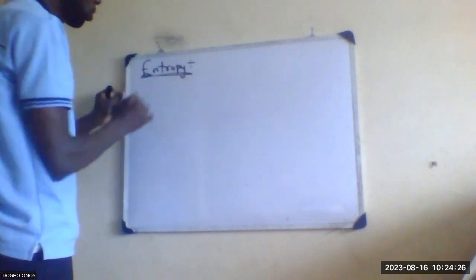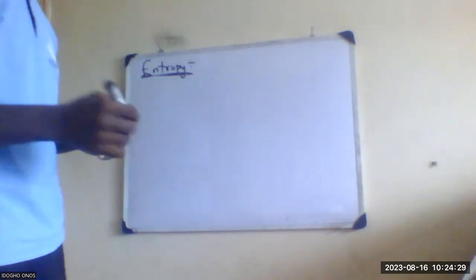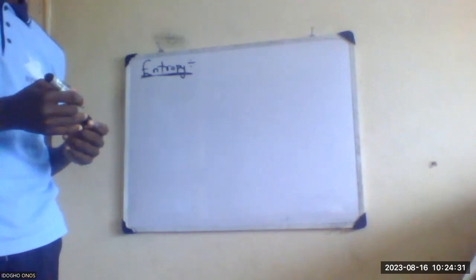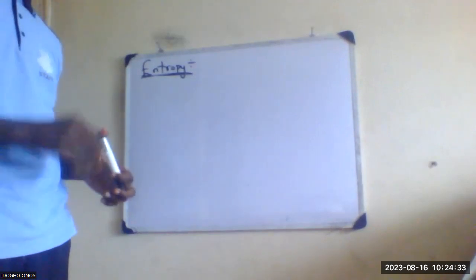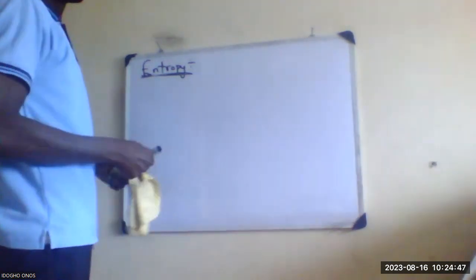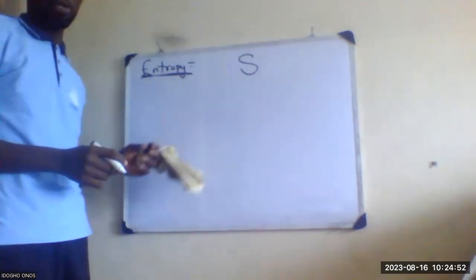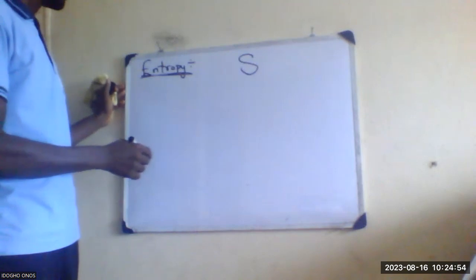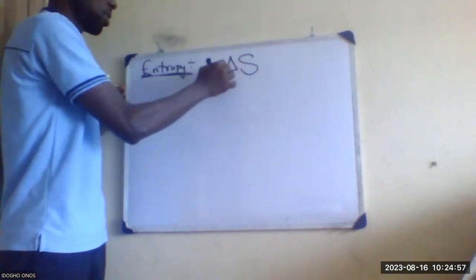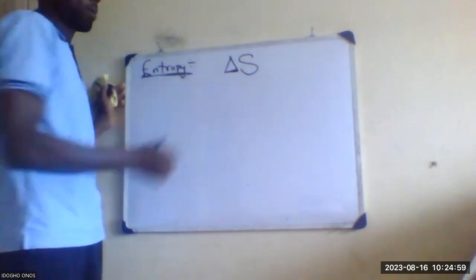By definition, entropy is the degree of disorderliness of a system. It is designated by the symbol S, capital letter S, like you can see on the board. That's the symbol for entropy, and its change is triangle S.